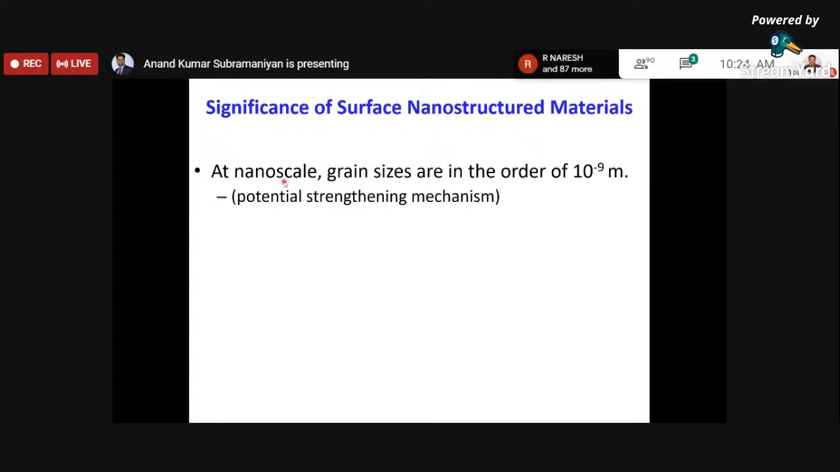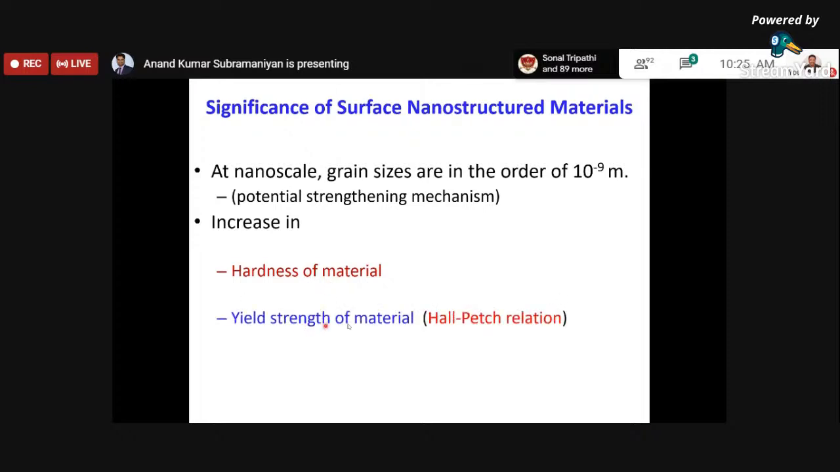We have seen that at the nanoscale, the grain size would be in the order of 10 power minus 9 meter. So this grain size being so small can be a potential strengthening mechanism for the material, right? We know that as we decrease the grain size, the yield strength of the material can go high from a very well established Hall-Petch relationship, right? And as I said, the hardness of the material can also be increased, and the yield strength of the material can be increased because of this Hall-Petch relationship.